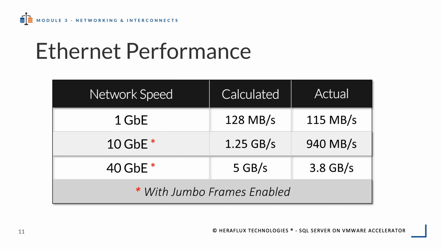But if you look at the actual overhead involved with these interconnects, the actual rated throughput is a little bit lower. Our actual peak throughput is about 115 megabytes a second, 940, and 3.8 gigabytes a second, give or take. Notice how the overhead at 1 gigabit is different for the faster speeds. For 10 and 40 gigabit Ethernet, in order to get the maximum possible speed out of that interconnect, we have to deal with enabling something called jumbo frames.